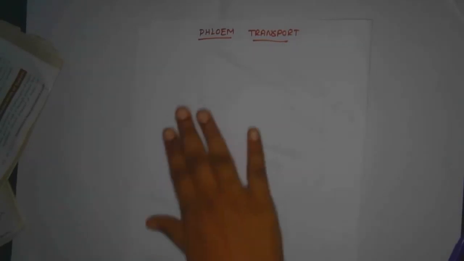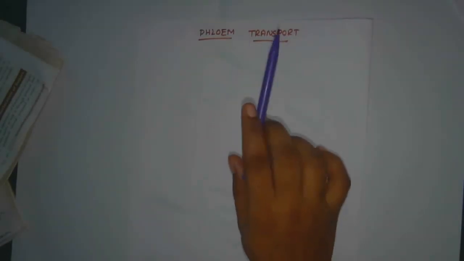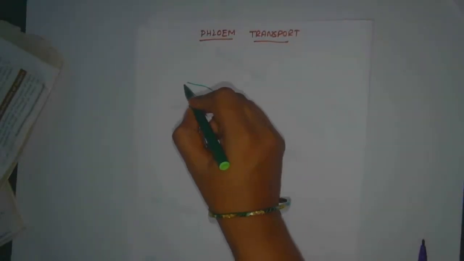Here, the next topic we are having is phloem transport. As you know, what is the transport of phloem? Phloem transports the food materials. The first thing is that food is synthesized in the leaves of a plant.